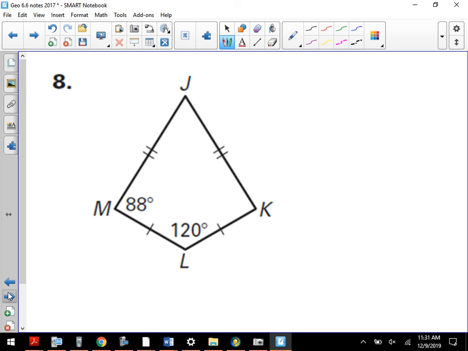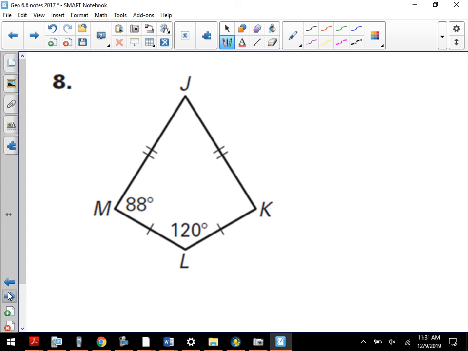How many sides does a kite have? 4. So how many degrees does it have on the interior? 360. That doesn't change. These are all what we call quadrilaterals. They all have 4 sides. They all have 360 degrees. Is angle M between the two different sides that are congruent? Yes, because of the tick marks.